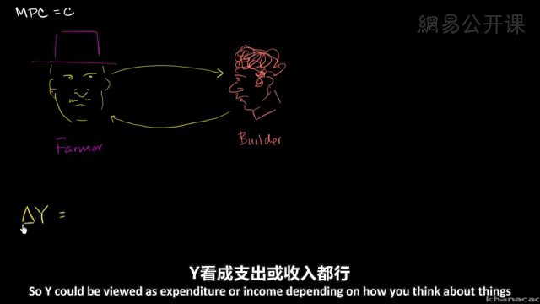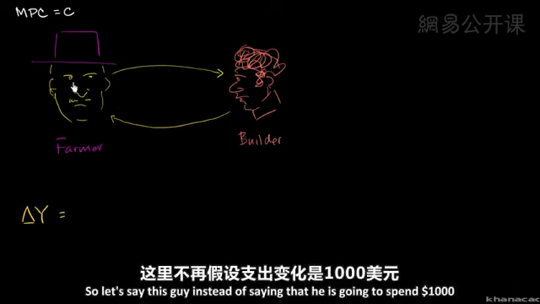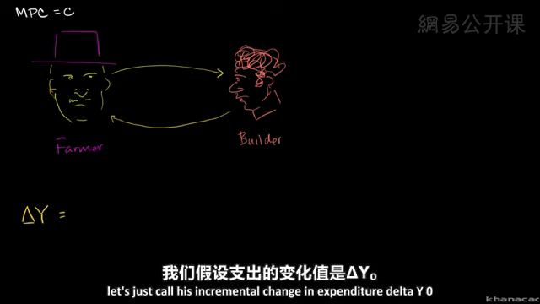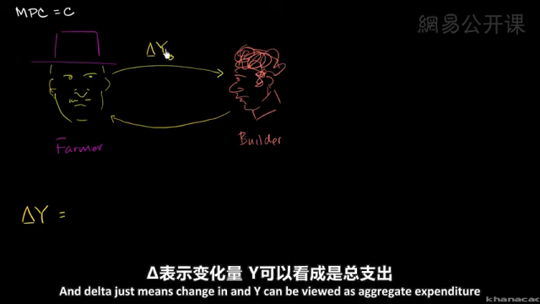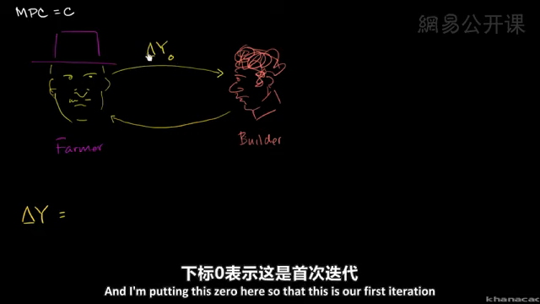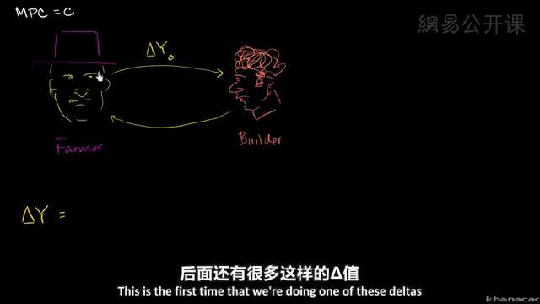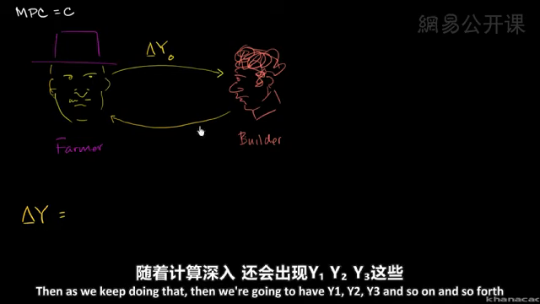And the GDP, Y, could be viewed as expenditure, or it could be viewed as income, depending on how you think about things. So let's say this guy, instead of saying that he's going to spend all of a sudden $1,000, let's just call his incremental change in expenditure delta Y naught. And delta just means change in, and Y, we could view this as aggregate expenditure. And I'm putting this little 0 here, so this is our first iteration. This is the first time that we're doing one of these deltas. And then as we keep doing them, we're going to have Y1, Y2, Y3, and so on and so forth.